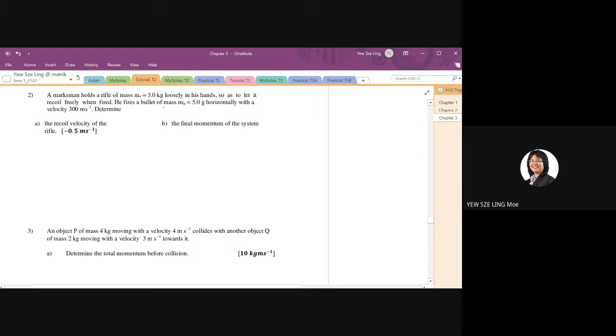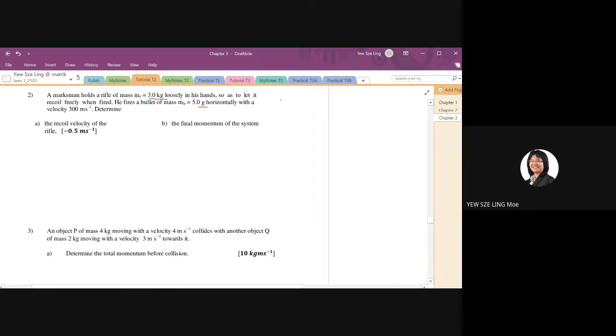So it fires a bullet of mass MB equals 5 gram. So now this is the part that you have to take note. Just now I said you don't have to convert units, provided they are in the same unit. Now if you look at this question, you have one in terms of kg, another one in terms of gram. So you have to make sure both of them are in the same unit when you solve it. Okay, so it fires the bullet of mass MB equals 5 gram horizontally with an initial velocity of 300 meter per second.